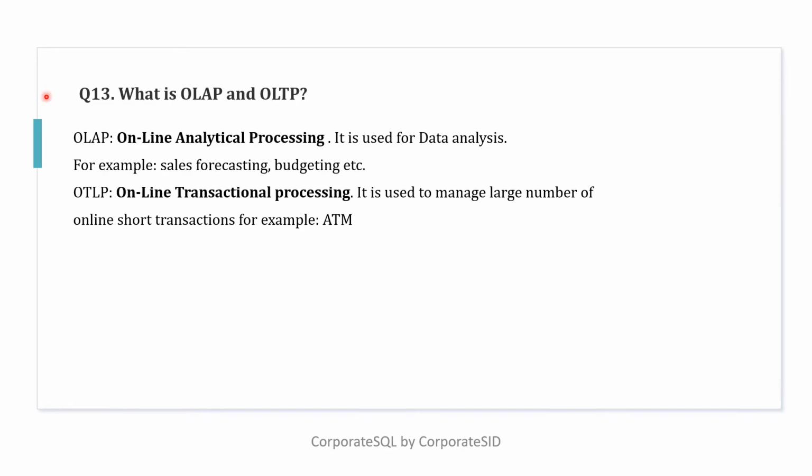What is OLAP and OLTP? OLAP stands for Online Analytical Processing. It is used for data analysis like sales forecasting, budgeting. OLTP stands for Online Transactional Processing. It is used to manage large numbers of online short transactions, for example, ATM.